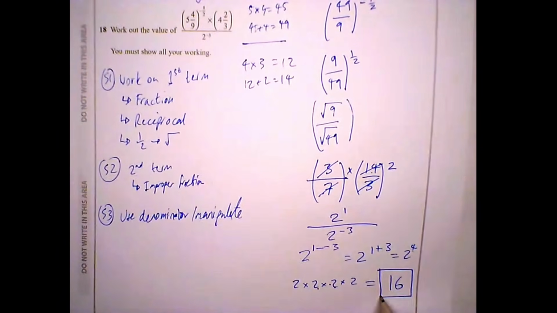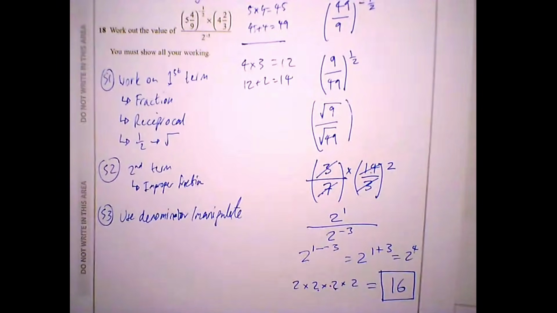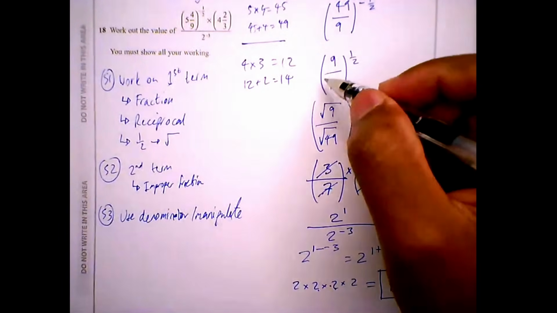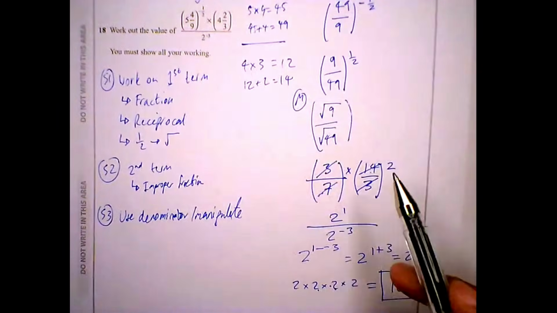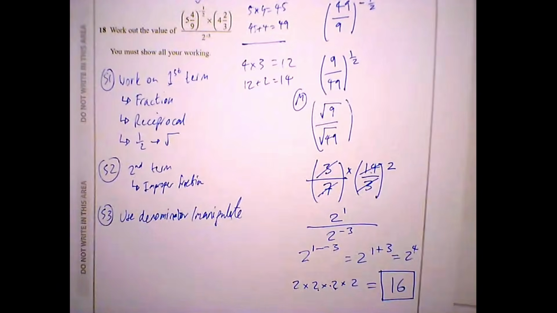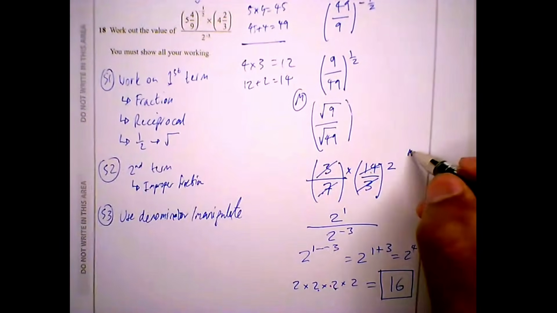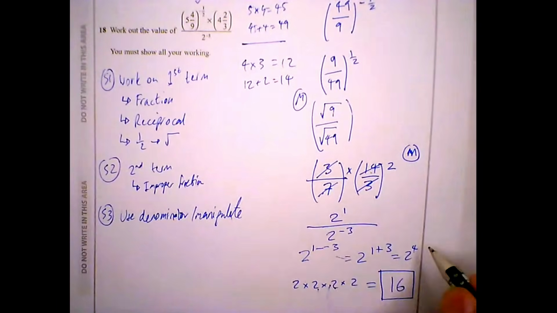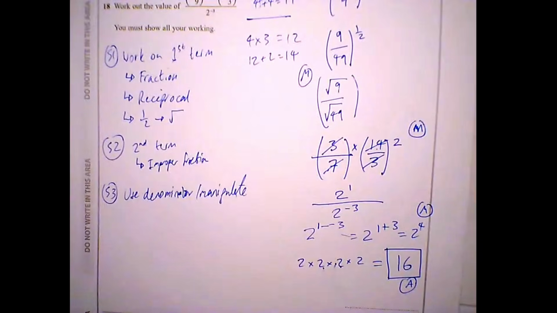So all of that work for that. So where are the method marks for this? The method mark would be doing the reciprocal or a square root. The second mark is for working it out to be 2. And then for this manipulation here, when you get to 2 to the power 4, that's another method mark. And then your final answer of 16, an accuracy mark. So those are your 4 marks.